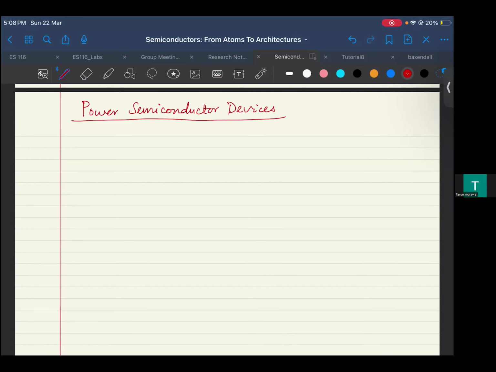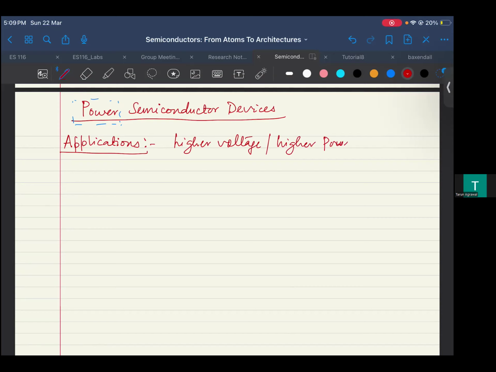First of all, you have to understand why there is a need for a special kind of device. What does it serve? From an application point of view, when we say power, the name itself says it: you are going to use these devices typically at higher voltages or higher power ratings.